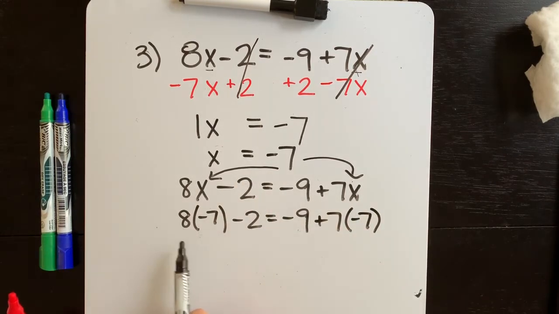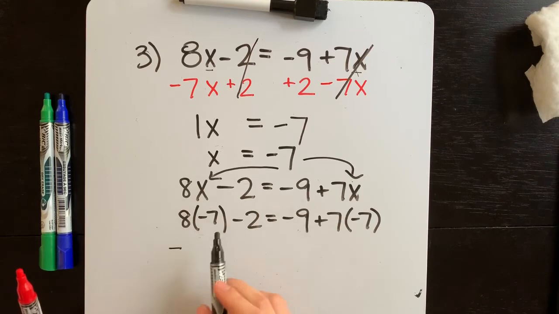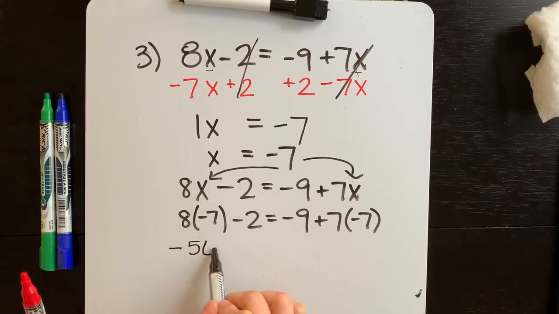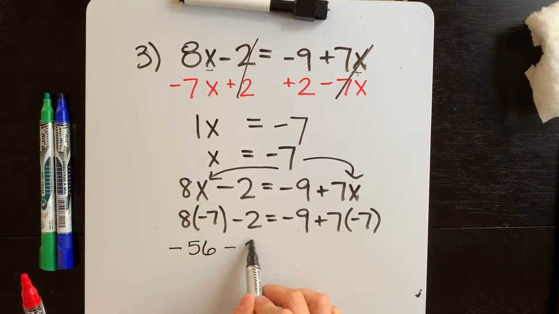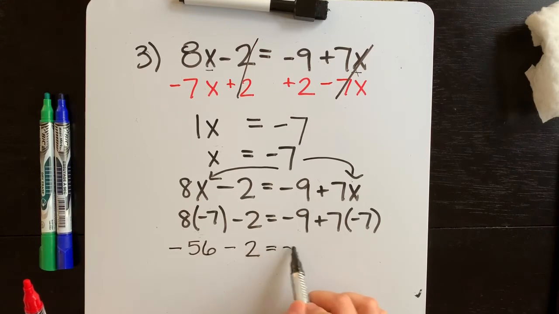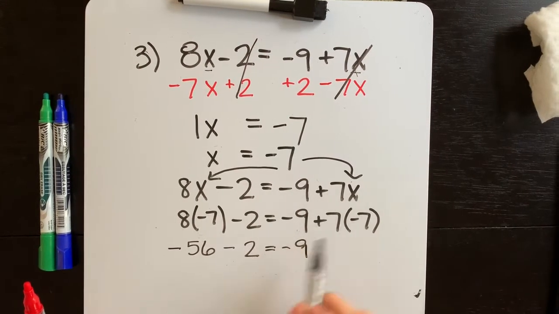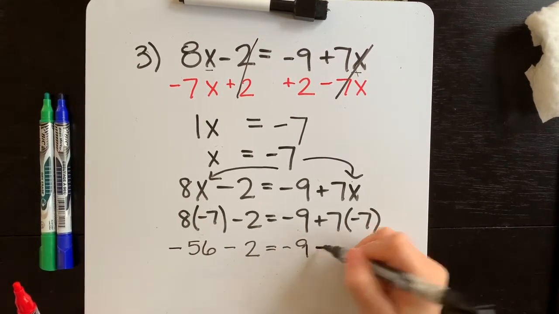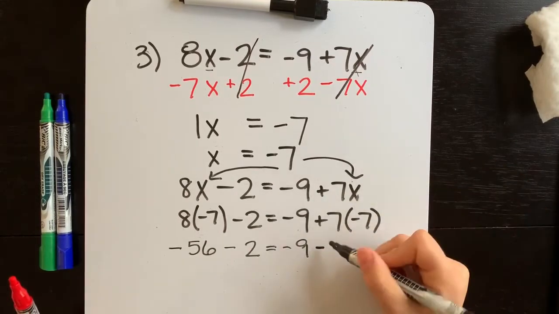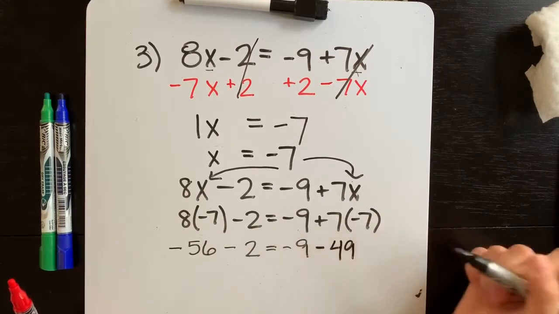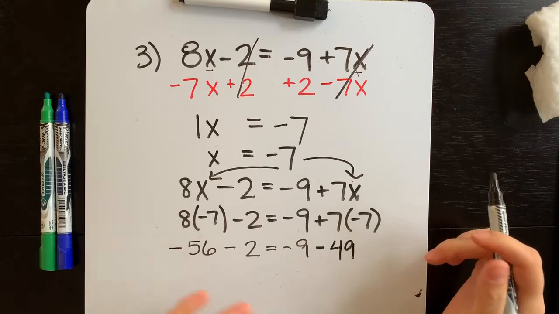So this product right here, I have a positive and a negative. Positive times a negative is a negative. 8 times 7 is 56. And then I bring down the rest. Positive times a negative is a negative. And 7 times 7 is 49. So we have to make sure that these will equal each other.